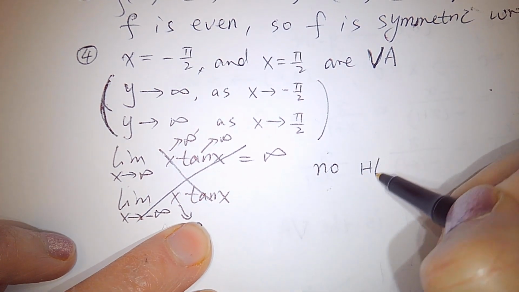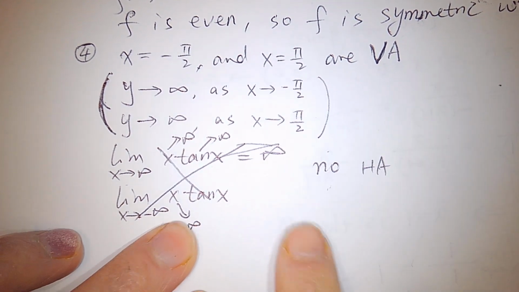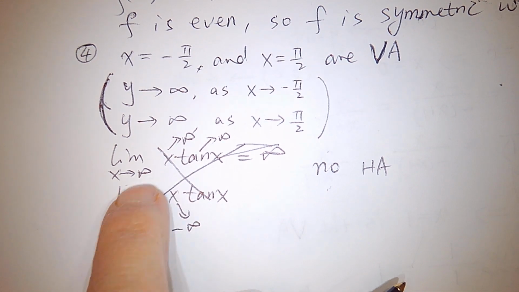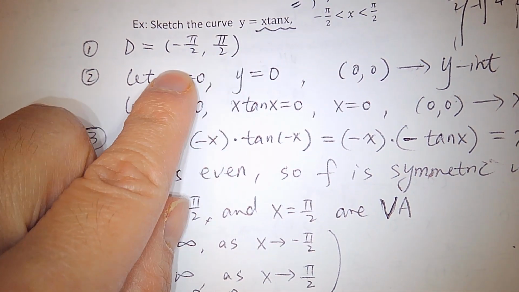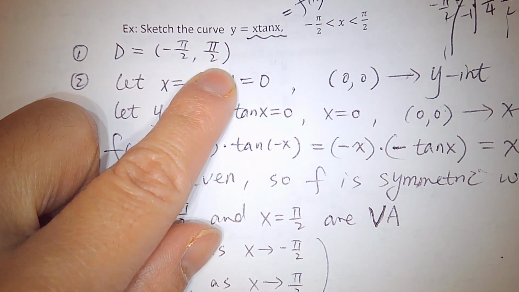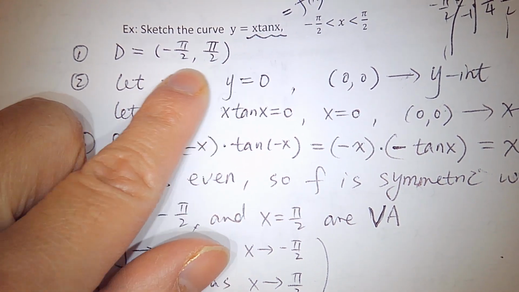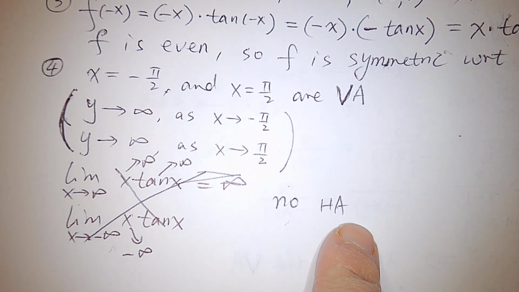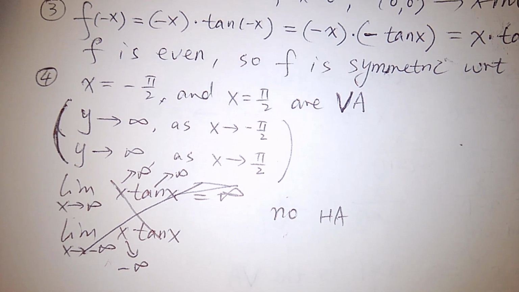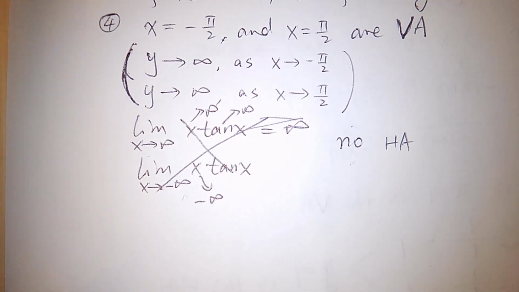So no horizontal asymptotes, because for horizontal asymptotes we have to check when x goes to infinity or negative infinity. But the domain also restricts us, the graph must be bounded within an open interval. So that's why there are no horizontal asymptotes. Does it make sense, everyone? Okay, alright, so these are the first 4 steps.